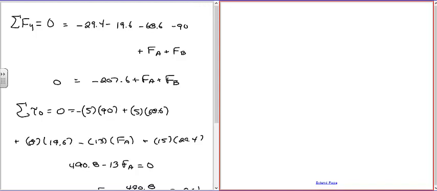Now the other kind of problem that I want you to be able to do is the following scenario. So you got a wall, and attached to the wall you have a beam. So let's find my beam. Here we go. So here's the beam.